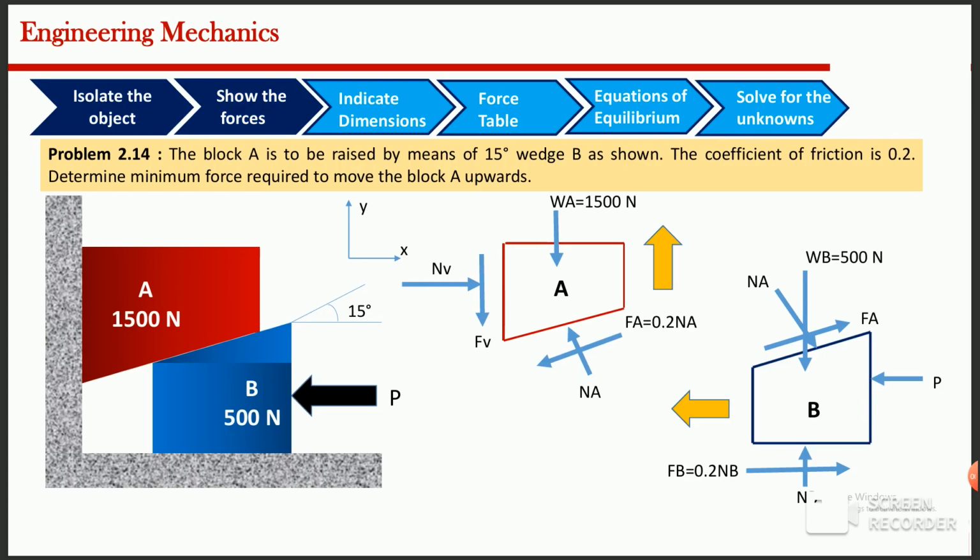In this problem, block A has a weight of 1500 newtons and wedge B has a weight of 500 newtons. The wedge angle is 15 degrees and the coefficient of friction is 0.2. Our objective is to determine the minimum force required to move block A upwards. First we isolate block A and B separately and identify all the forces acting on each body. The free body diagrams show the weight, normal reactions and friction forces at the contacting surfaces.